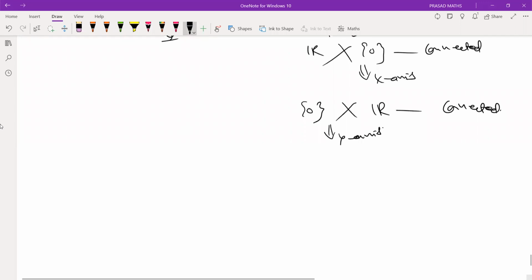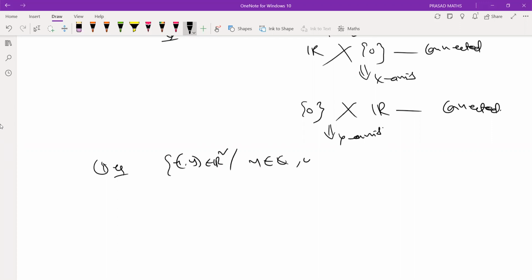Using this application, suppose you take the set of all pairs where x is a rational number and y is a rational number. Is it connected? The answer is no. Not connected, because this is nothing but Q cross Q. Q is disconnected, therefore Q cross Q is disconnected, as you know Q is disconnected because it is not an interval.